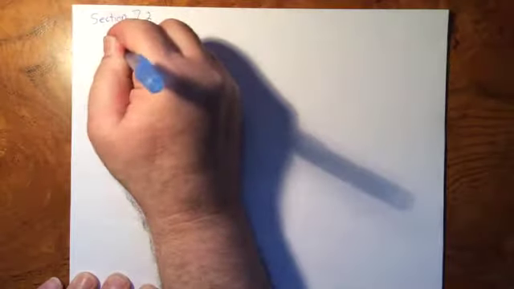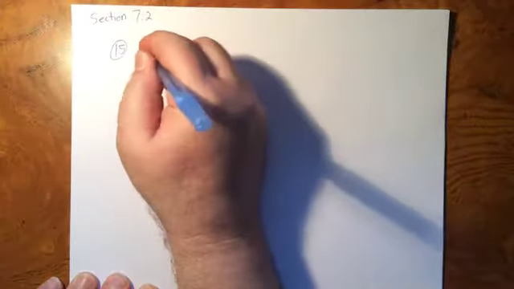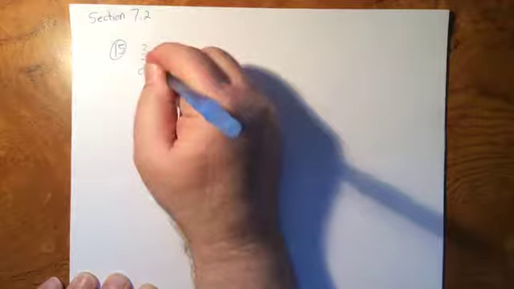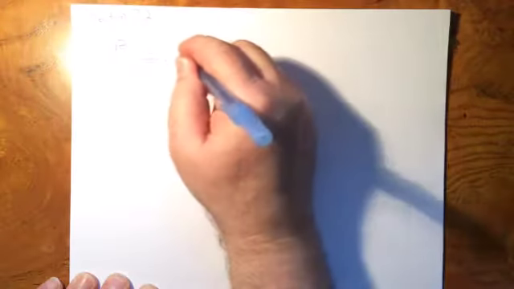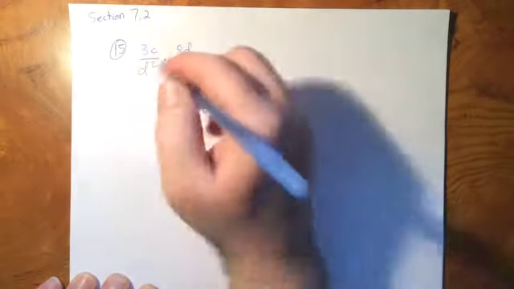So to begin 7.2, we're going to take a look at multiplying rational expressions and see what type of work we can do to help simplify this process. We're going to begin by looking at question 15 from section 7.2, and it reads as follows. 3c divided by d squared, multiplied by 8d over 6c to the third.